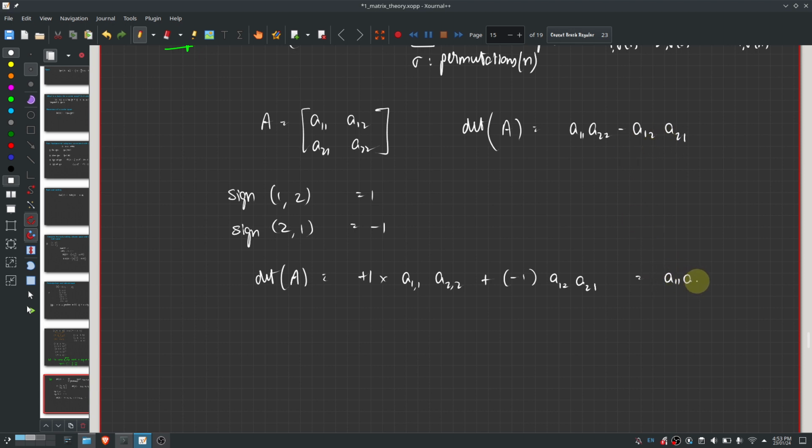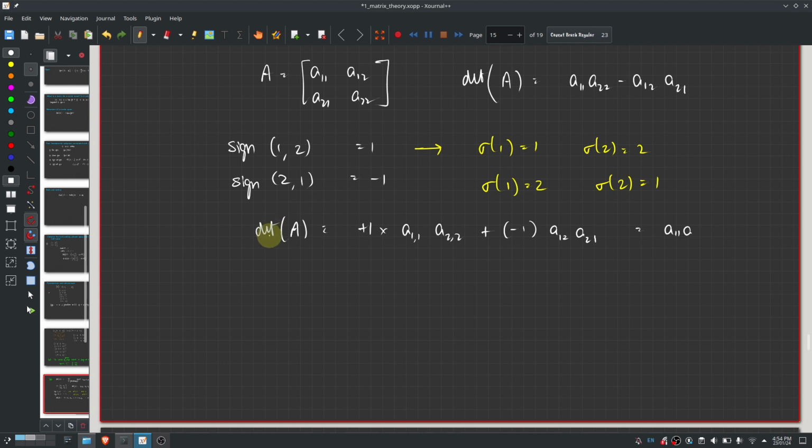Sorry? So sigma is the permutation, right? So in this case, sigma of 1 is equal to 1 and sigma of 2 equals 2. So it's converting 1 comma 2 to 1 comma 2. So 1 is being mapped to 1 and 2 is being mapped to 2. In this case, for this particular permutation, 1 is being mapped to 2 and 2 is being mapped to 1. So sigma of 1 equals 2 and sigma of 2 equals 1.